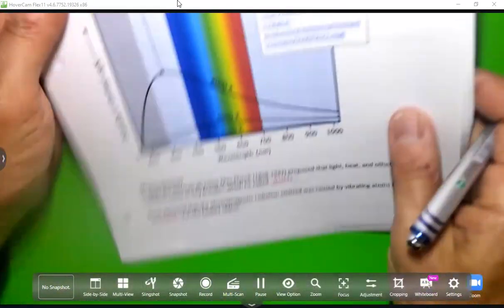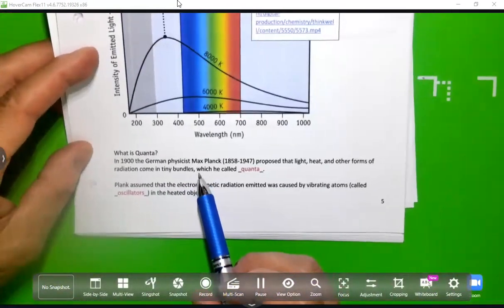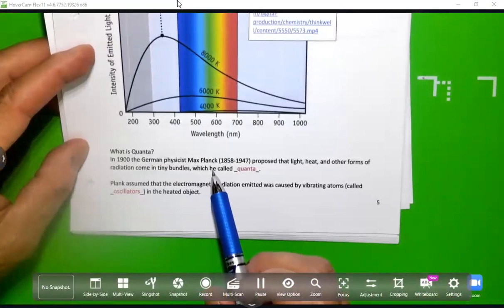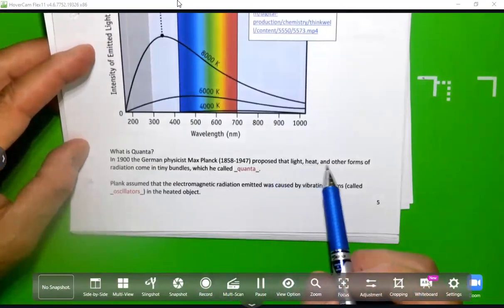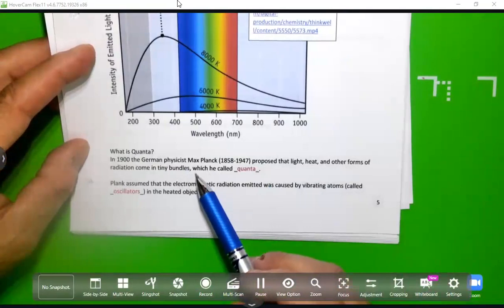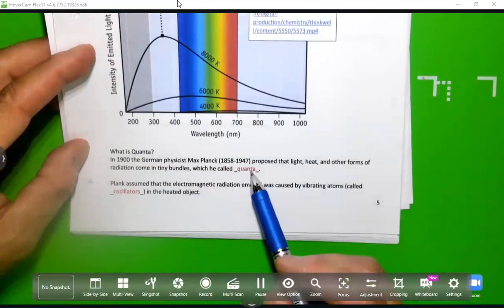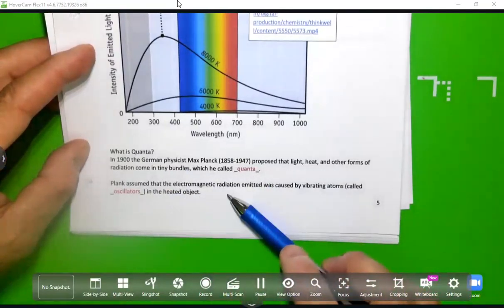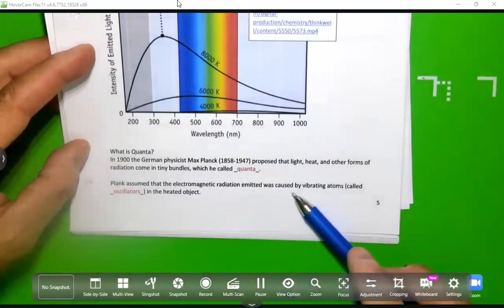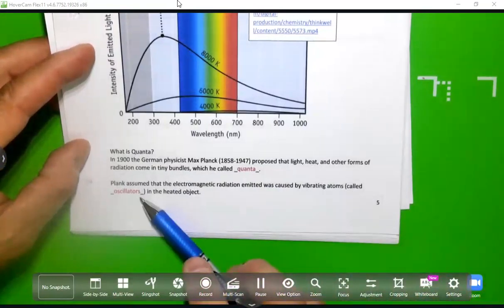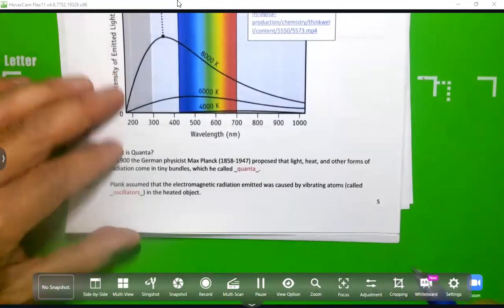Okay. So in 1900, German physicist Max Planck proposed that light, heat, and other forms of radiation come in tiny bundles, which he called quanta. Planck assumed that the electromagnetic radiation emitted was caused by vibrating atoms, called oscillators, in the heated object.